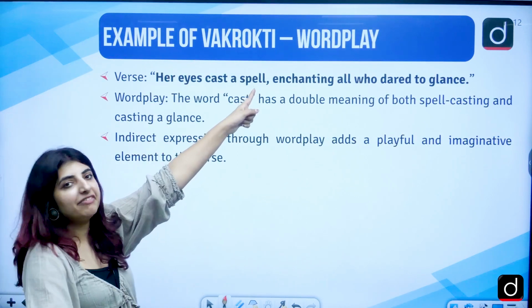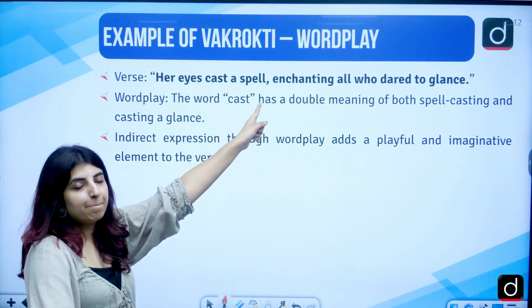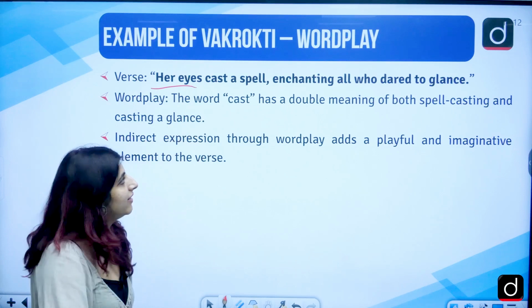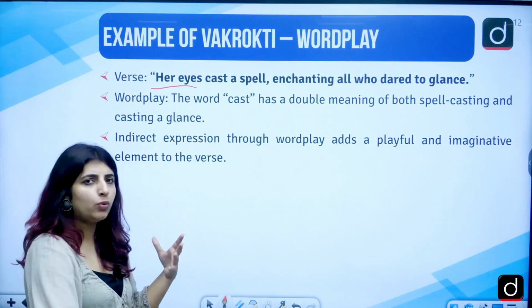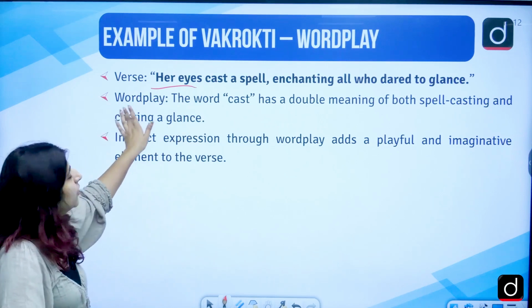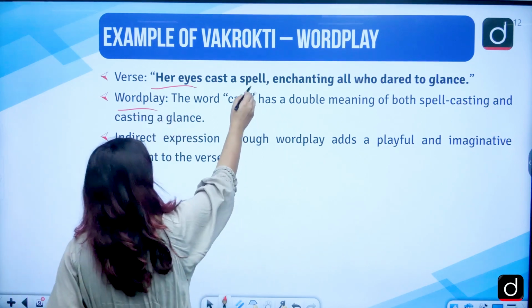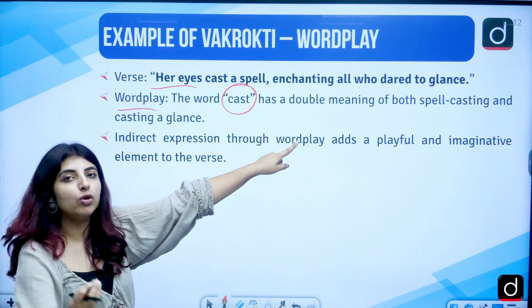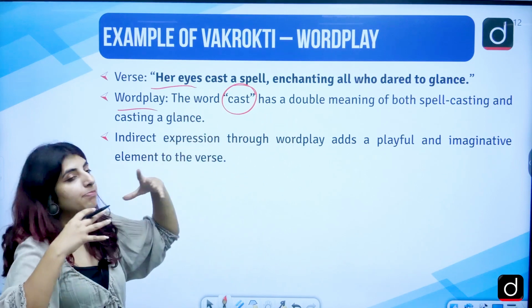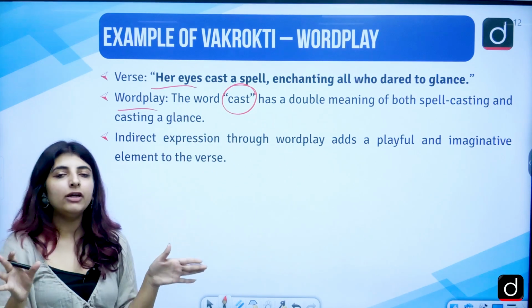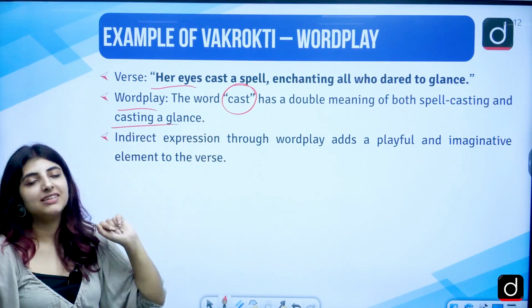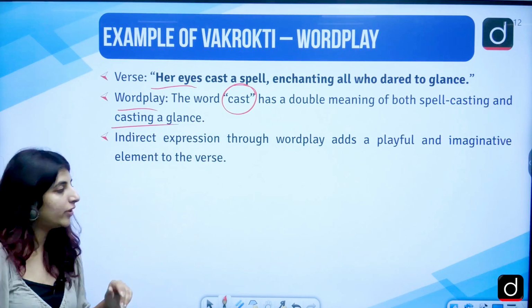Next example we have is the word play. Puns, correct? Her eyes cast a spell, enchanting all who dared to glance. The wordplay which is used in here is the word cast. Now, cast here has a double meaning of both spell casting, that she was spell casting there, enchanting all who dared to glance at her, or casting a glance, just looking.